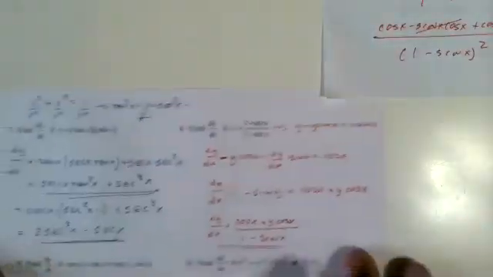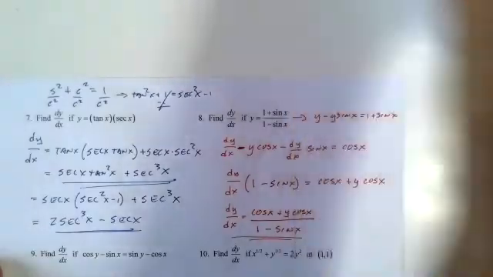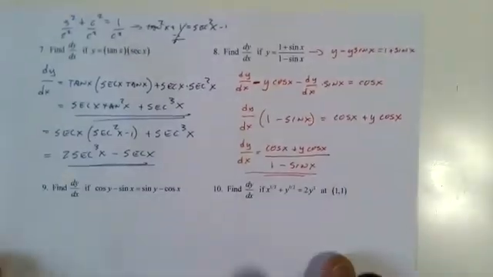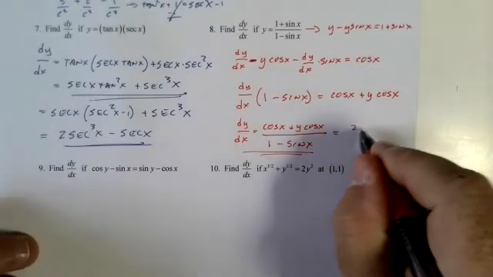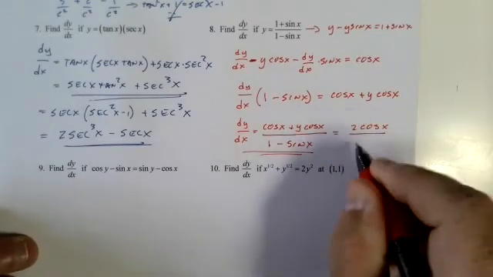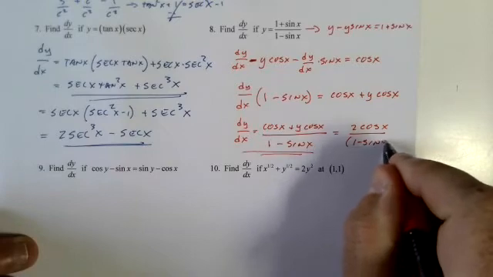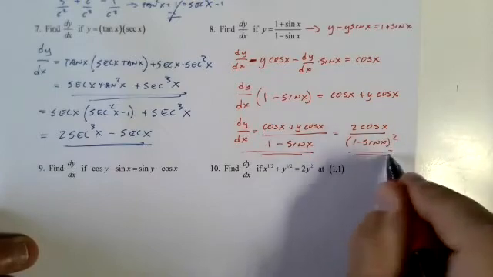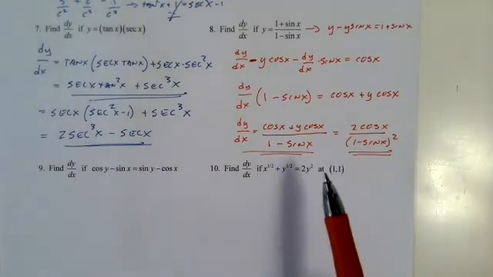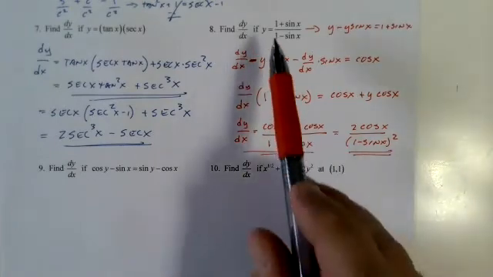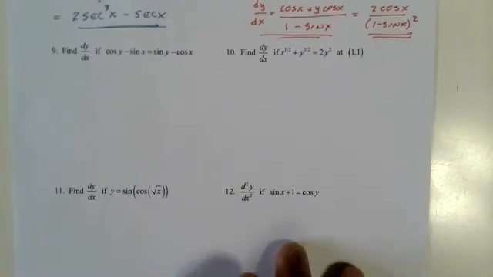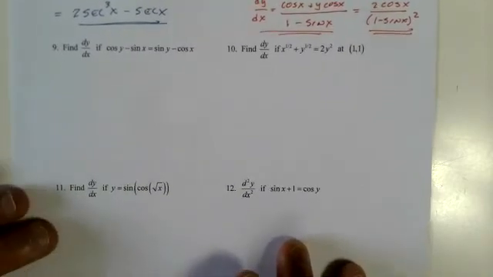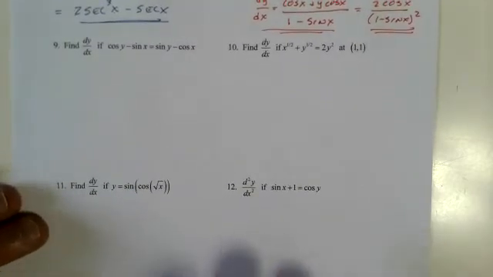Yep, and that's the way you should. If you did this with the regular old quotient rule, you should get 2 cosine x over 1 minus sine x squared. So be aware, if you don't get the answer you think you were going to get, there's other ways to do the problem. Neat. All right, dy/dx, cosine y minus sine x equals sine y.